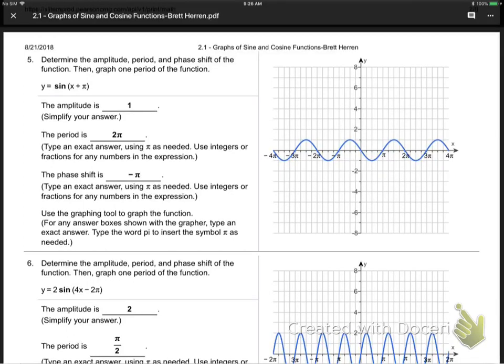Okay, so here we are, 2.1. We're going to finish this section up. This will be due next week on Monday. So let's graph. Let me make that a little cleaner for you.